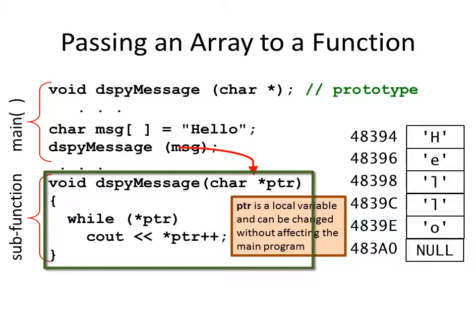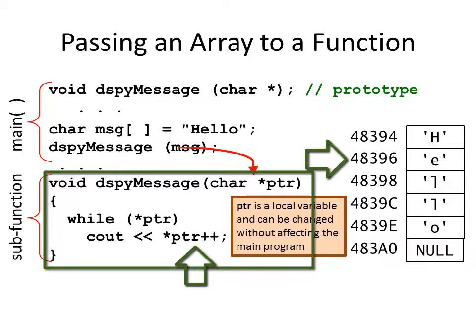Inside the function, I have a while loop, while star ptr, so I'm looking for the null byte. As long as I haven't reached the null byte, that value is non-zero. When I reach the null byte, I end up with a 0, I fall out of the while loop, and I return from the function. So it says while star ptr, cout star ptr plus plus. We have to look at these things because star ptr has higher priority than the plus plus. And it's going to display whatever's at star ptr, so I'm going to display the H.